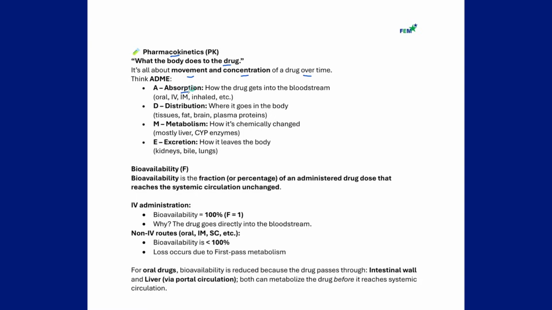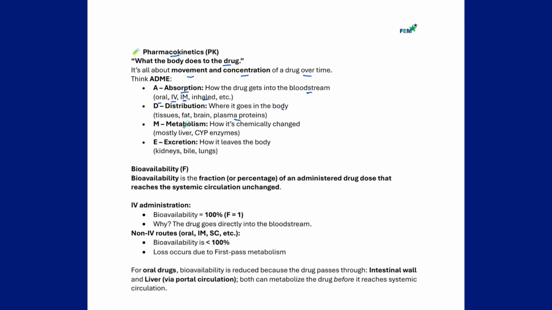A is for absorption, which is how the drug gets into the bloodstream, either as oral medication or as IV, intramuscular, inhaled, maybe sublingual or transdermal route. And the D is distribution. This is where it goes in the body. When we give the drug, is it limited to the plasma or does it spread all the way to tissue? As we will see later, if a drug is limited to the plasma, that means it has a very low volume of distribution.